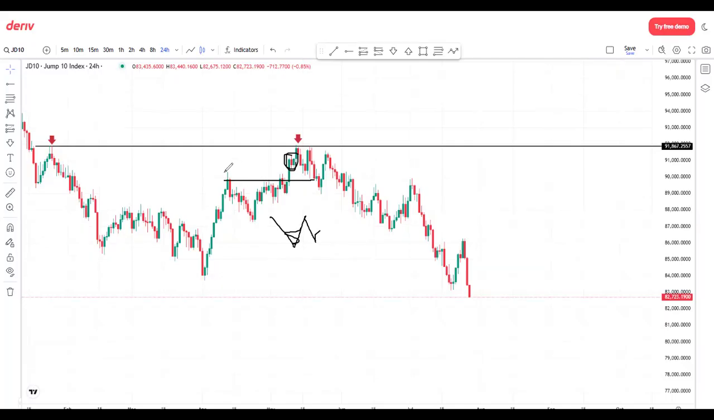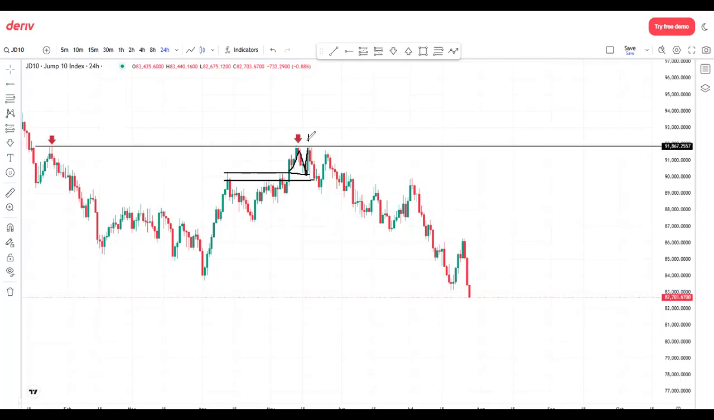Can you see that? Just that my line is not that accurate. You have to mark it as a zone. Let me erase this one. So if I mark that one as a zone, the market went up. Can you see that? After the market went up, it came back down. As the market came back down, it respected this break of structure, and then it went up again.